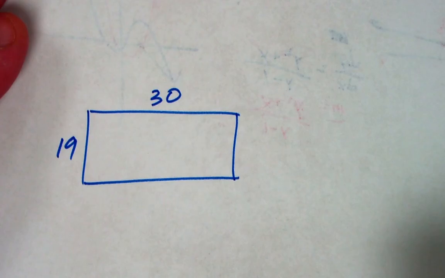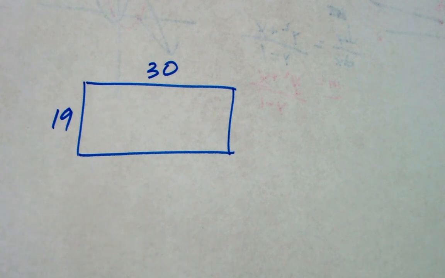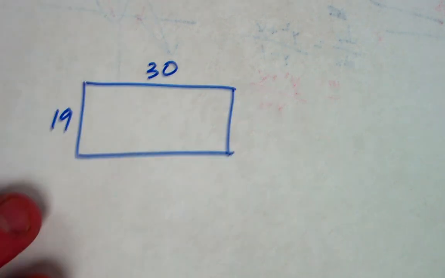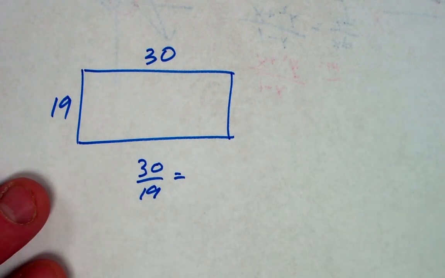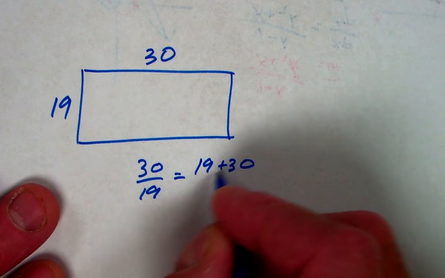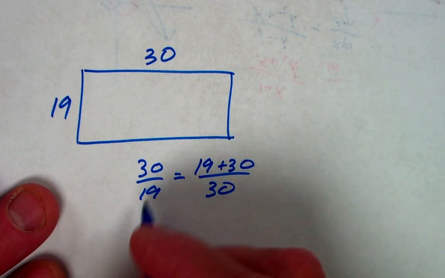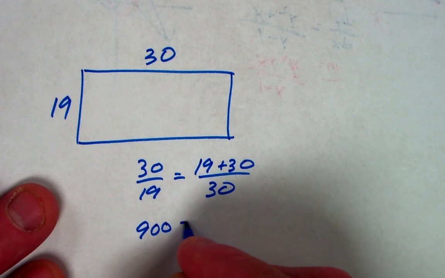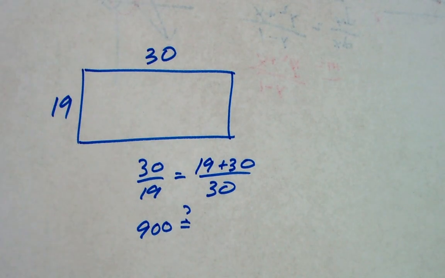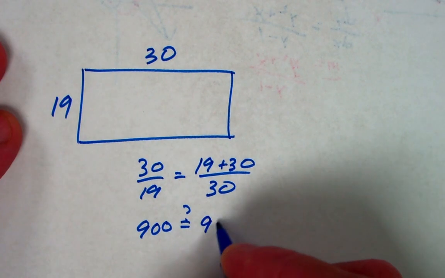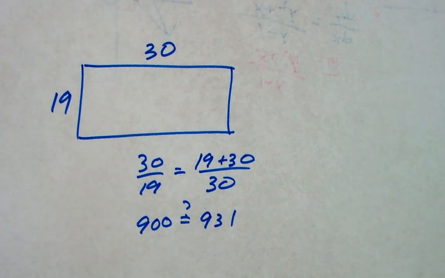30 and 19. Let's see if the golden ratio holds in this particular problem. You help me out. 30 over 19 equals 19 plus 30 over 30. So 900, how much is that equal to? How close is that equal to 19 times 49? I know you guys got your calculators right there. April's all over it anyway. 931. So it's a pretty attractive triangle, or a rectangle.